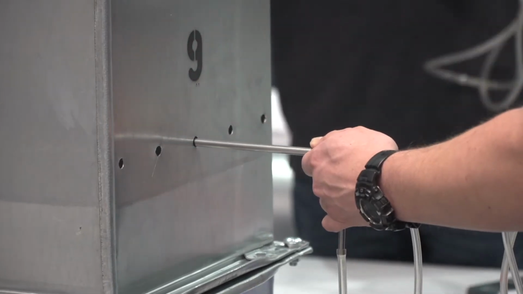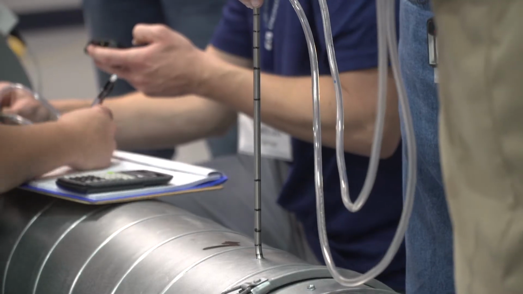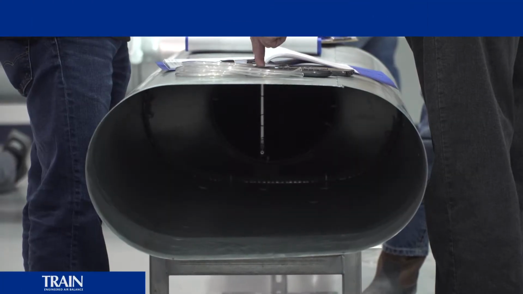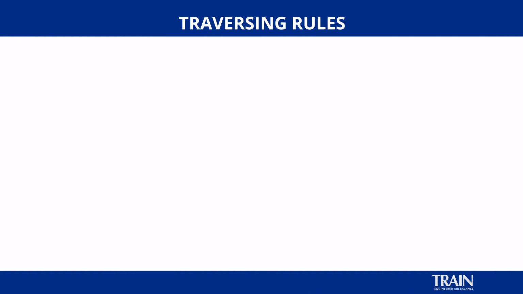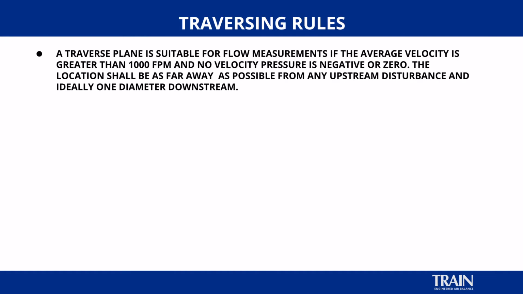There are several important rules when picking a location for conducting a traverse. First of all, in order to maintain a location that has the best chance for uniform flow, a traverse plane should be located as far away from an upstream disturbance as possible, and ideally at least one diameter downstream from a disturbance. A traverse plane is also suitable for flow measurements if the average velocity is greater than 1,000 feet a minute, and no velocity pressure is negative or zero.